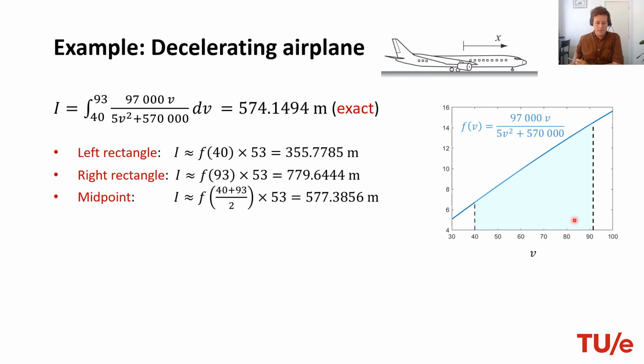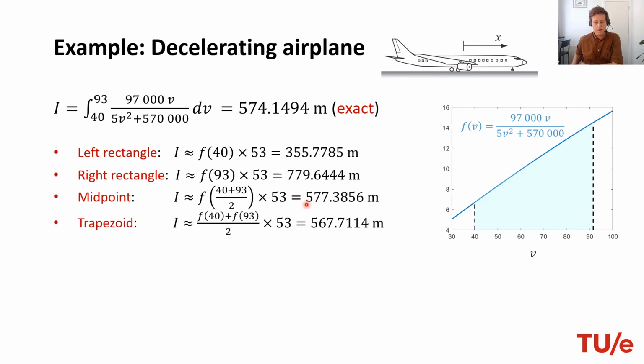Let's have a look at the midpoint rule. For midpoint, we evaluate f at 40 plus 93 divided by 2, so that's roughly here. We would use this as the height for our rectangle. We see that for this function, this already leads us to a numerical number which is relatively close to the exact number. Well, this is still 3 meters apart. You wouldn't really want to use such an accuracy when you're doing vital safety calculations, for instance. But as a first estimate, this midpoint rule is already quite good.